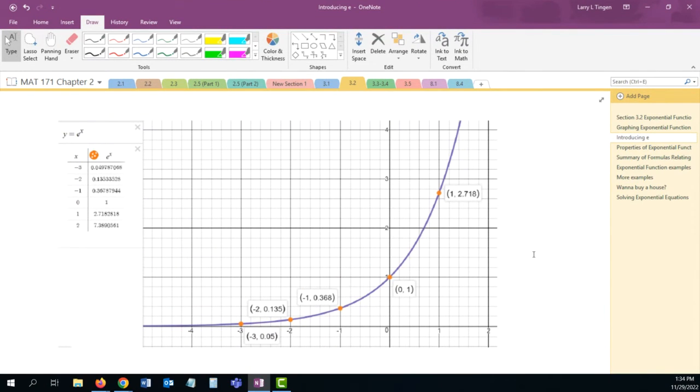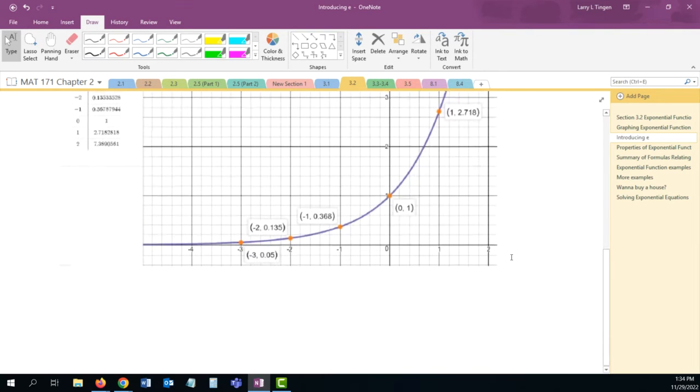Okay, e to the x, here's a graph of it. E is just a number, so treat it that way. This is no different than if I had 5 to the x or negative 3 to the x or pi to the x. They're all numbers.